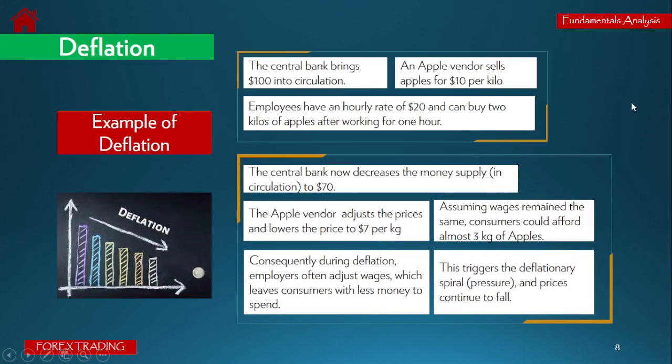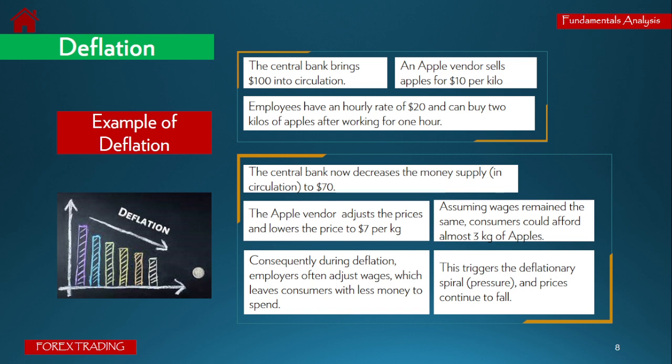So now let's take a look at an example of deflation. Let's look at a scenario. The central bank brings $100 into circulation in the market, and there's an apple vendor who sells apples for $10 per kilo. Employees have an hourly rate of $20 and can buy 2 kilos of apples after working for just 1 hour.